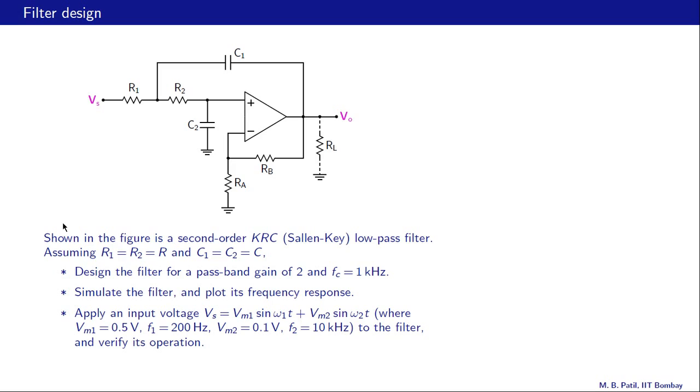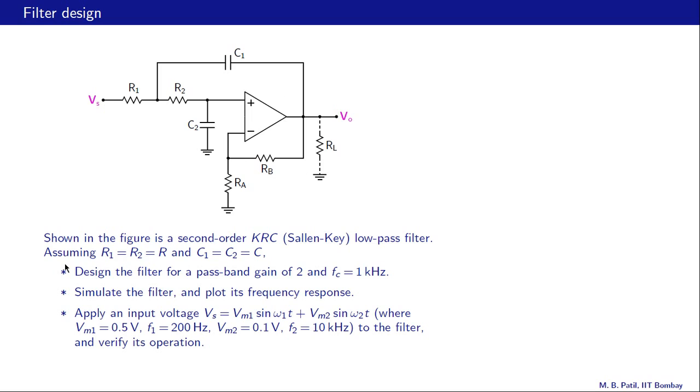Let us consider this filter problem. Shown in the figure is a second order KRC filter. It's also called Sallen-Key, and this specific filter is a low pass filter. It's called KRC because it consists of RC components, and this is the K or gain block.